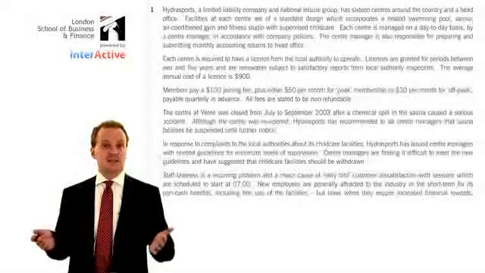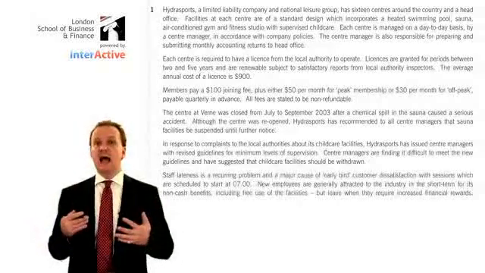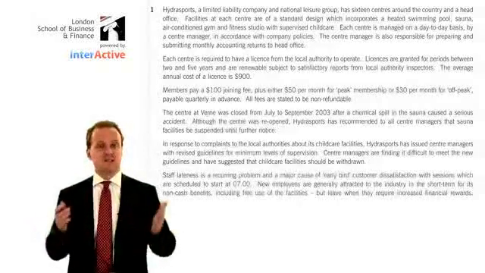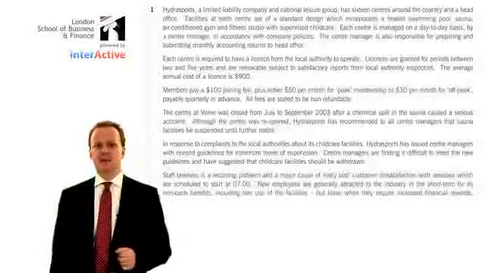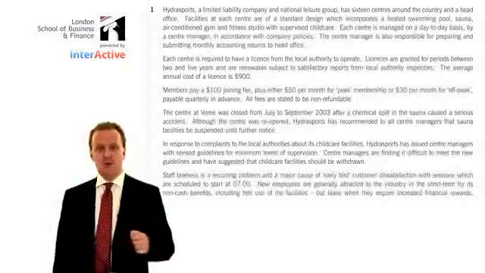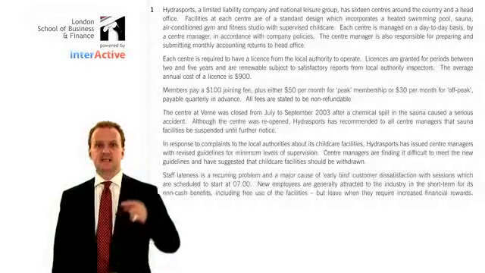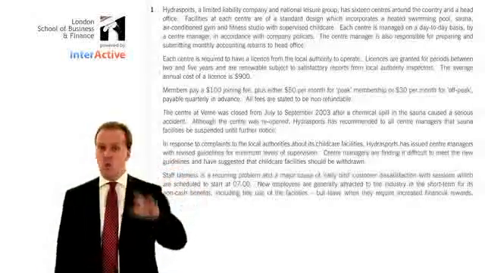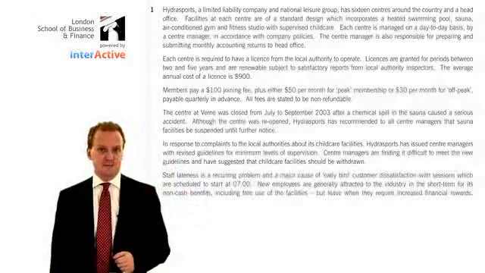Well, if you have a licence, licences can be taken away. And also, if you have a licence, it's normally for a period of time. In this question, it says between 2 and 5 years. And they're renewable subject to satisfactory reports from local authority inspectors. So another risk is not that your licence is taken away, but that when it comes round to renewing it, they won't renew it.